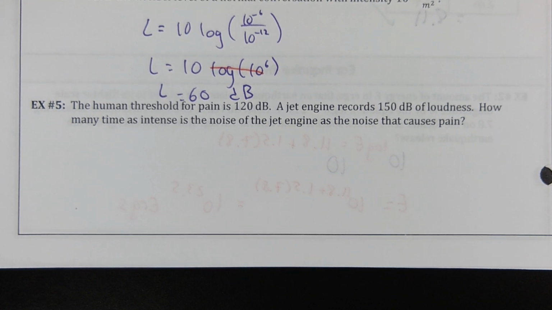the human threshold for pain is 120 decibels. A jet engine is 150 decibels. How many times as intense is the noise of a jet engine as the noise that causes pain?